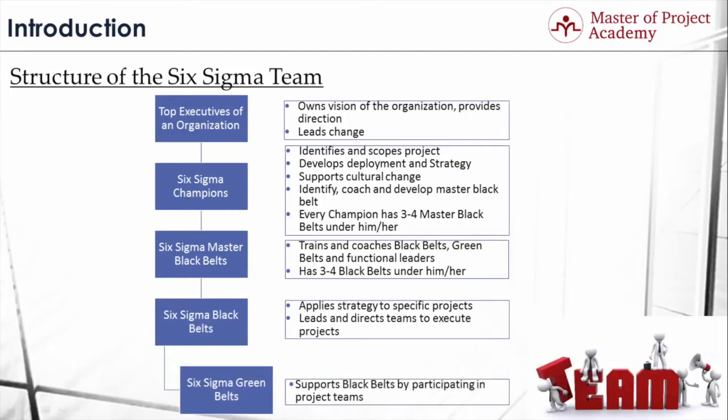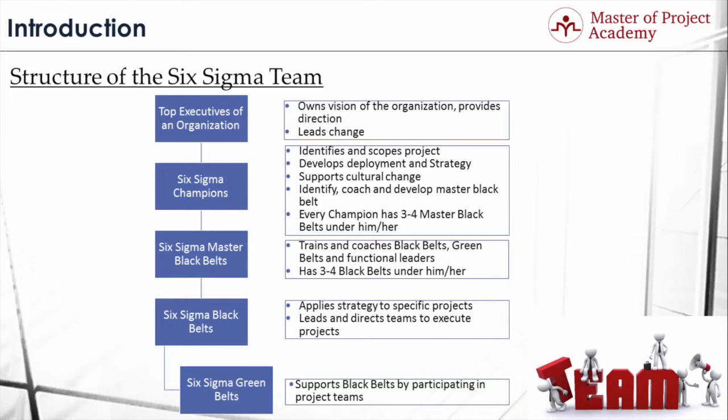Structure of the Six Sigma team. Let's have a look at the structure of a Six Sigma team. We would also try to understand their scope of duties in brief. Top executives of an organization, or the leadership council, consists of leaders in the business. These people lead change initiatives across the organization. This group plans and executes the Six Sigma implementation plan.